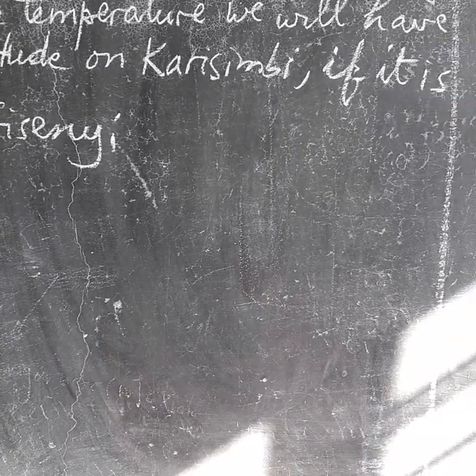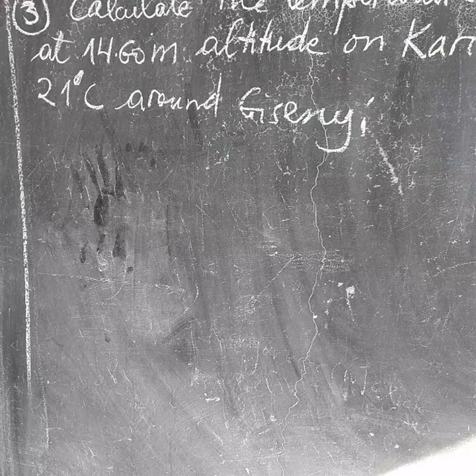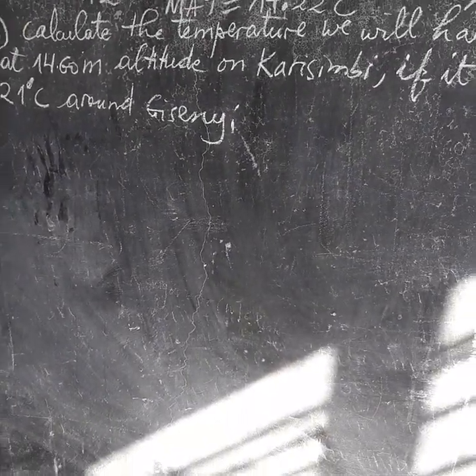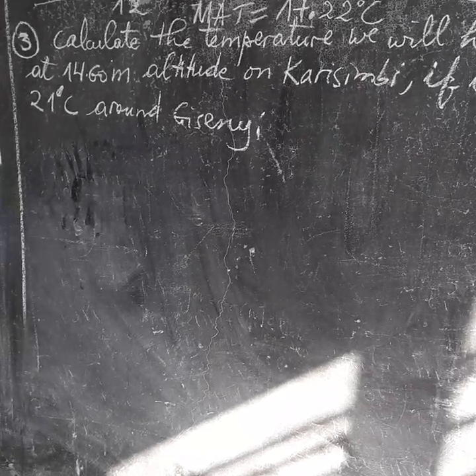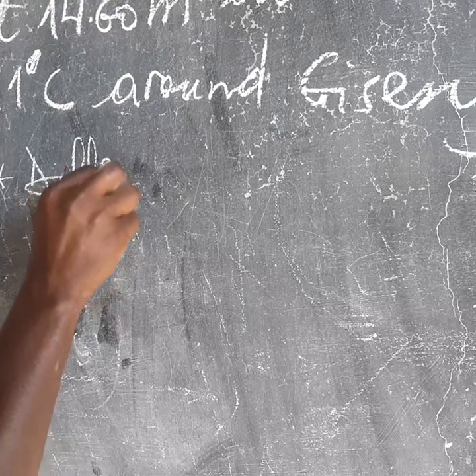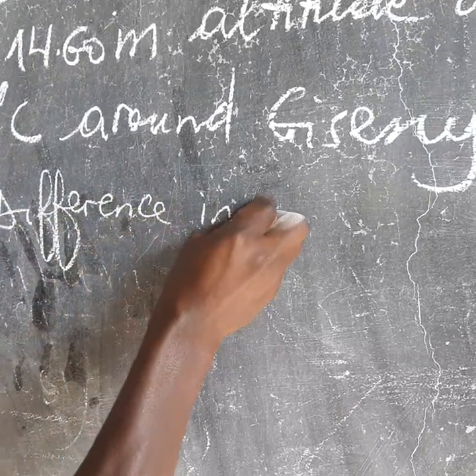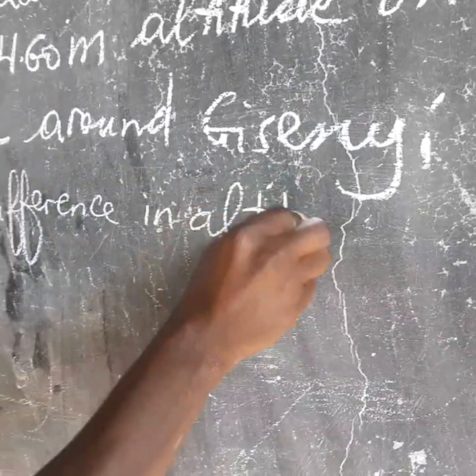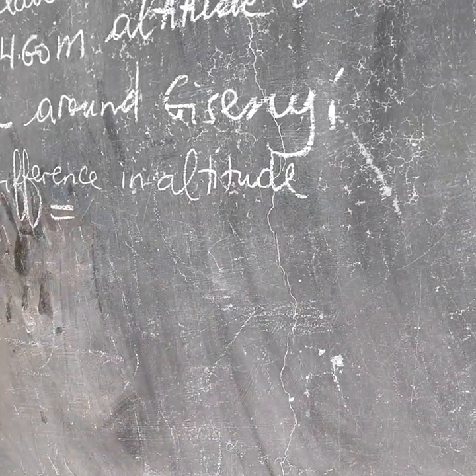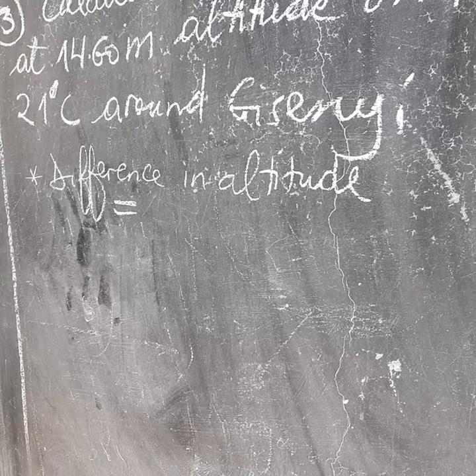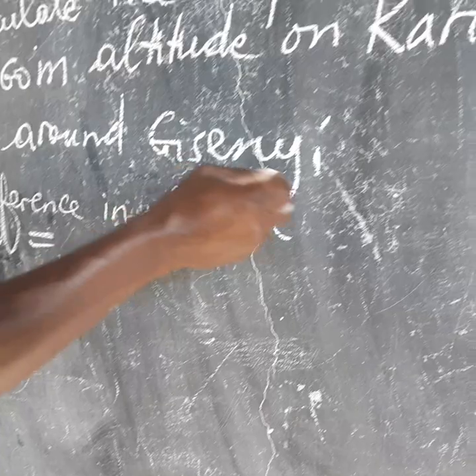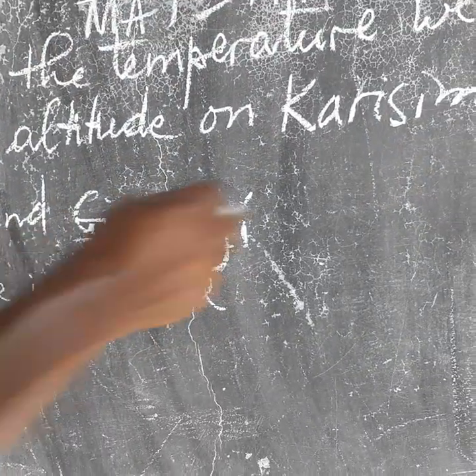So how this question is done, we have some steps that one can follow so that to come up with the good answer of this question. For example, step number one, it is about difference in altitude. When we are calculating difference in altitude, we take the highest altitude minus the lowest altitude. So meaning that we have two places. We have place number one, which is Gisenyi, and place number two, which is Karisimbi.